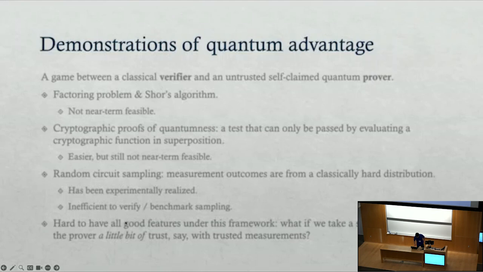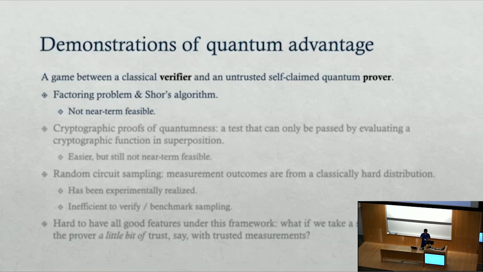So what is a demonstration of quantum advantage? In my opinion, this is a game between a classical verifier and an untrusted self-claimed quantum prover. In this game, the prover aims to show to the verifier that he indeed has some quantum computational power, and the verifier needs to determine whether this is true or not. So there are several examples of demonstration of quantum advantage.